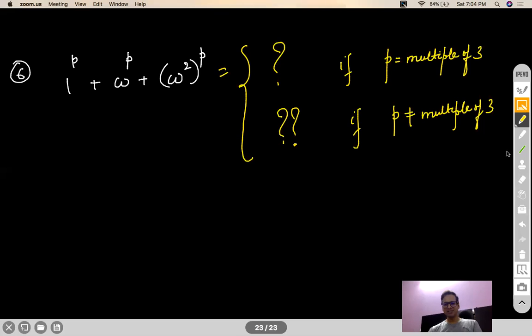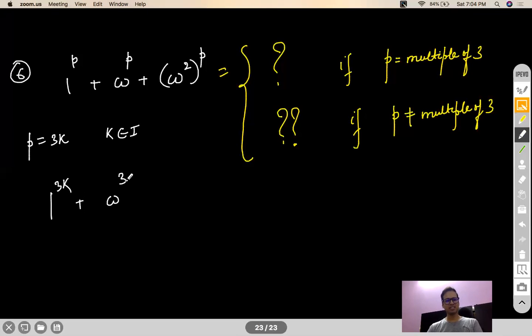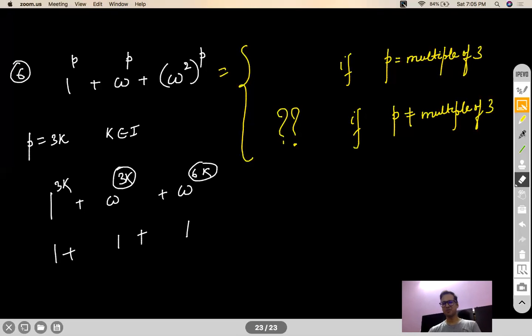Okay. At least we can say that if p is a multiple of 3, let's say p is equal to 3k, k being some integer. So this is 1 to the power 3k, this is omega to the power 3k, and this is omega square to the power of 3k, or you can say omega to the power 6k. Isn't this 1? Isn't this also 1? Because you are raising it to a power which is a multiple of 3. So won't this question mark become a 3? Correct?